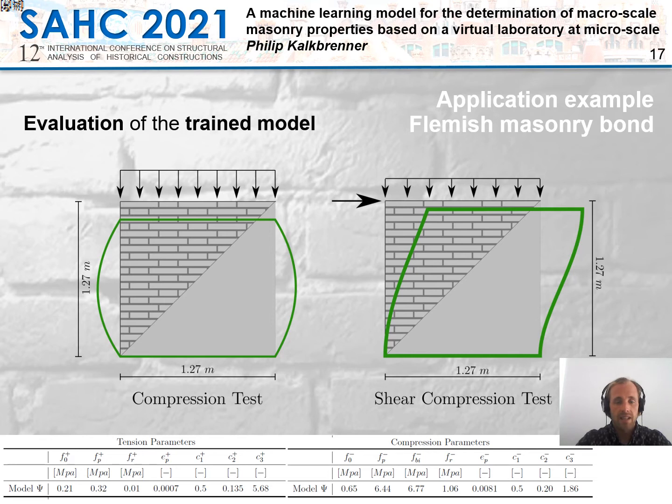What I did is I ran 2 different cases, one is a compression case and the other is a shear compression case, and each case I modeled on the one hand as a micro model and on the other hand as a macro model. The micro model considers the material properties we have previously calibrated, and the macro model uses the material law of the machine learning model. So we have in total 4 analyses.